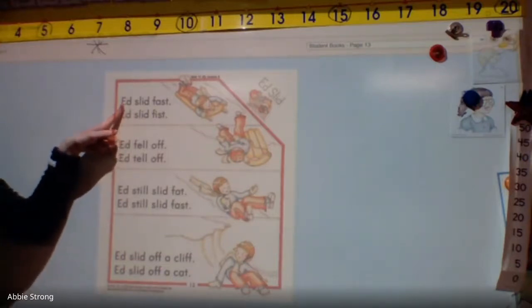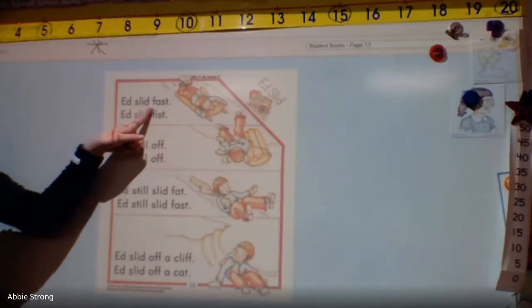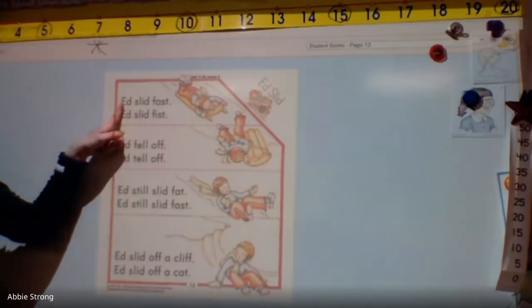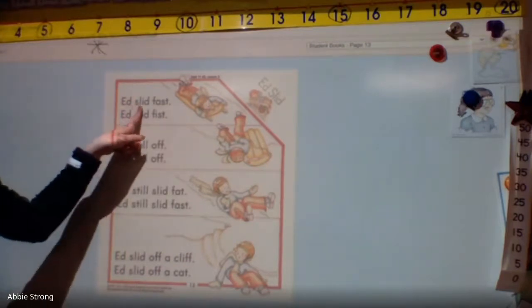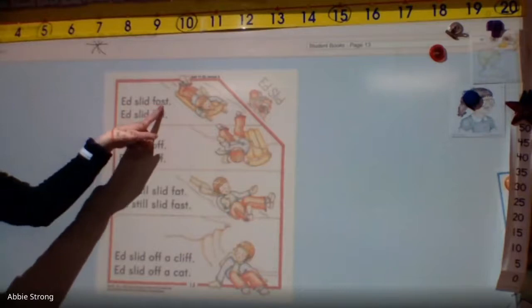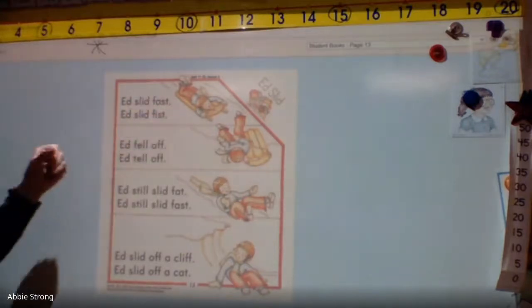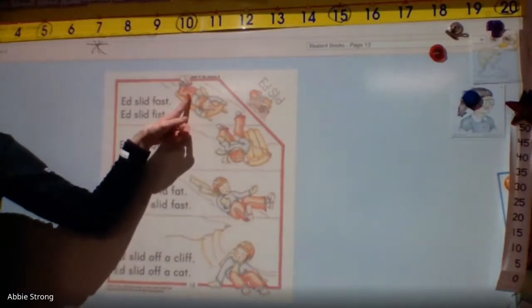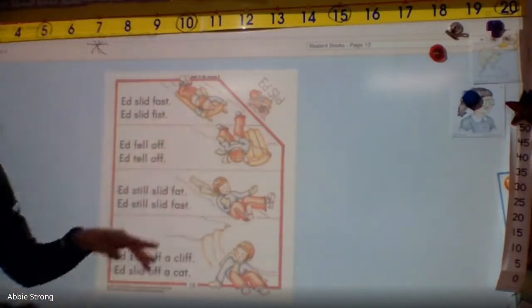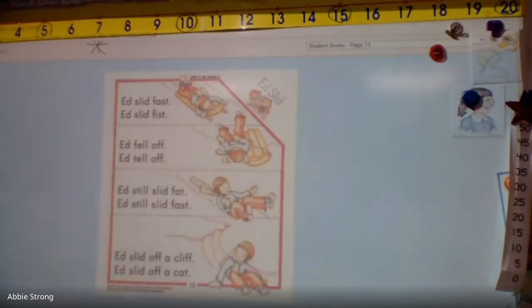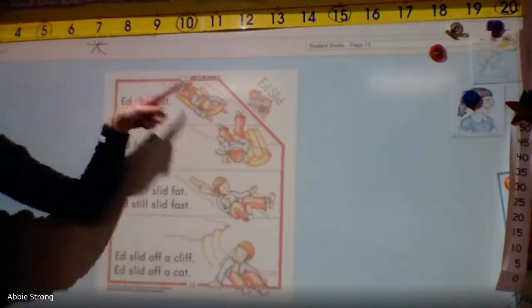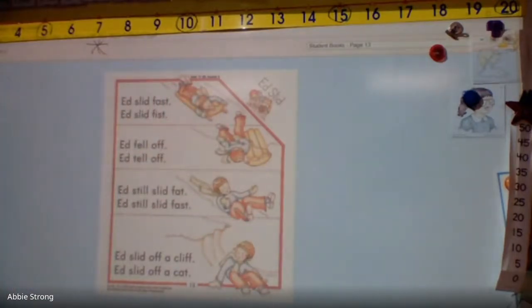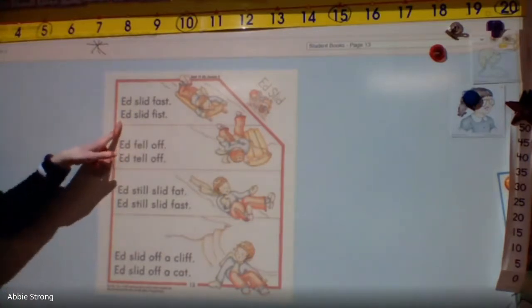Ed slid fast. Again. Ed slid fast. He slid fast. Does that look like it could work with our picture? Does it look like he's going really fast and zooming down the hill? Yeah. I think so. Sometimes when you see those little squiggly lines on it, it's meant to show that they're traveling fast and quickly. We need to read the second sentence.